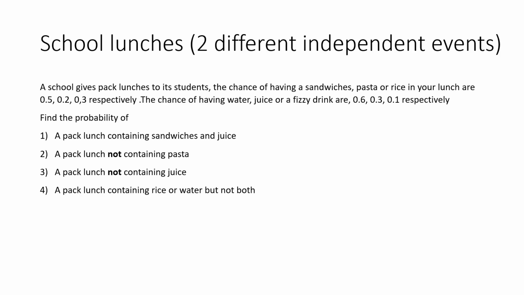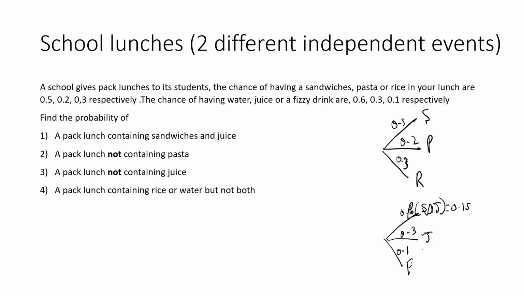With the following information you've learned, try and do the 4 following questions. Question 4 is a bit tricky, but try and problem solve your way through it. So the first thing I would do here is draw two tree diagrams. I can draw two separate ones because these two events are independent. You aren't more likely to get a fizzy drink if you get sandwiches. It's all random.